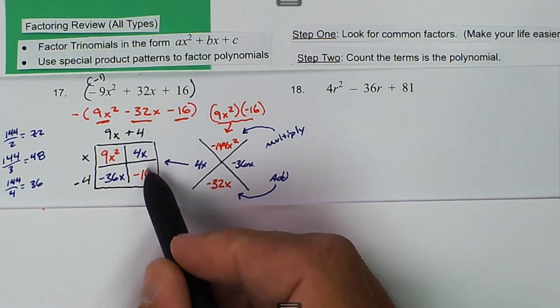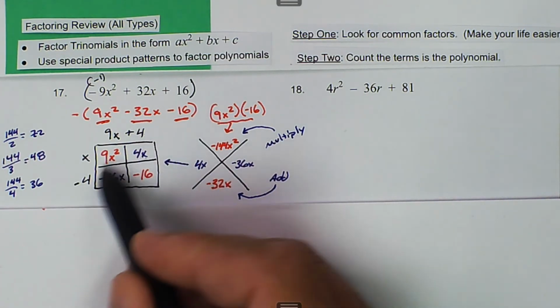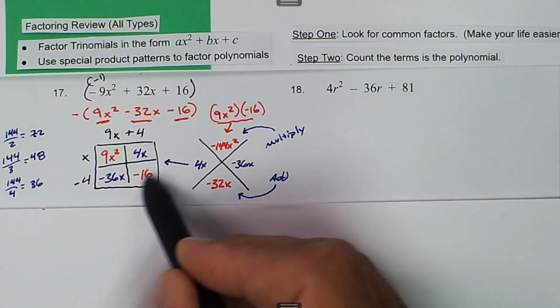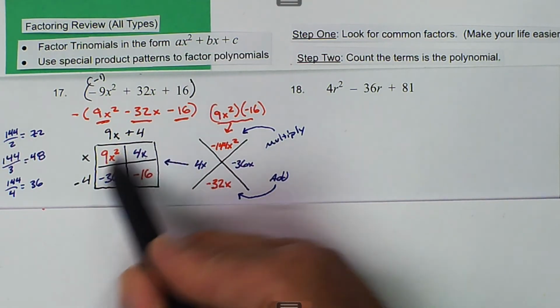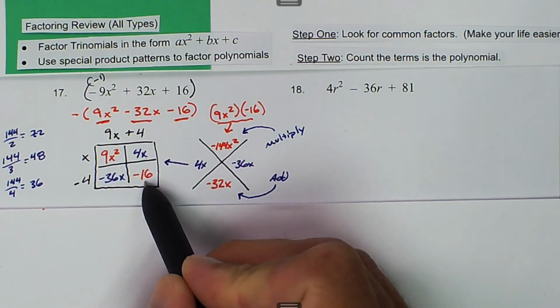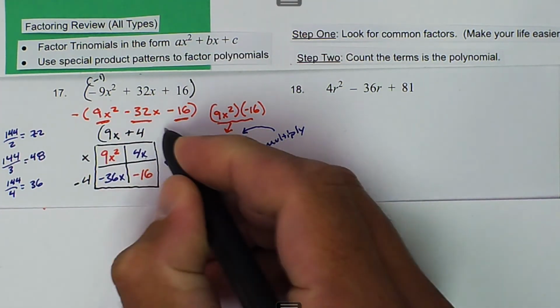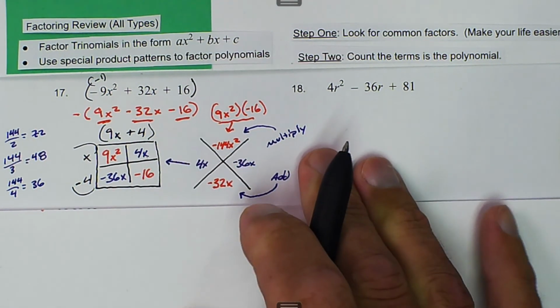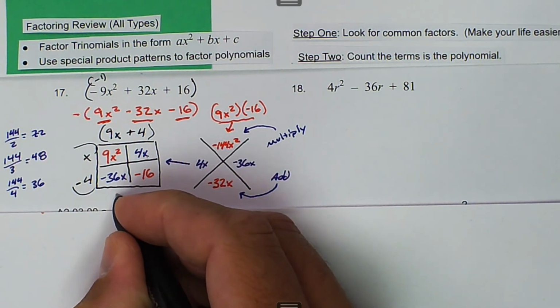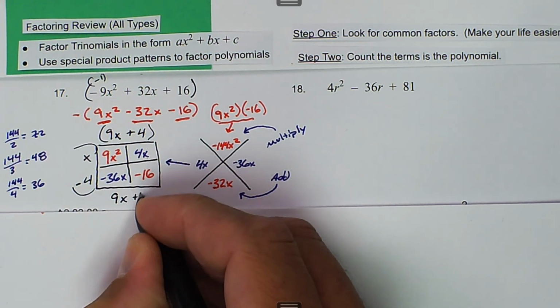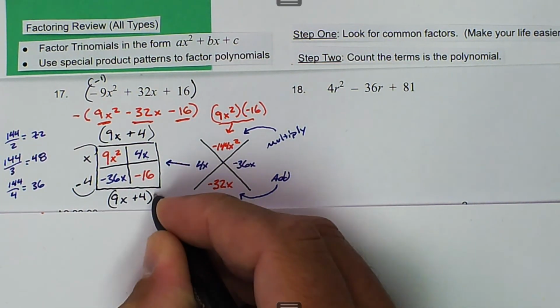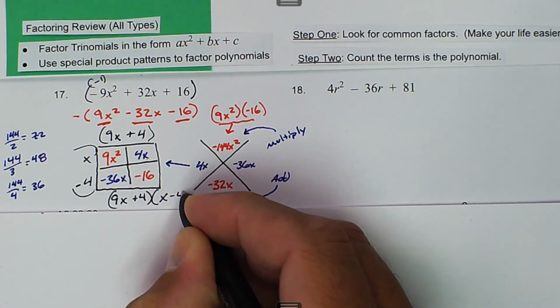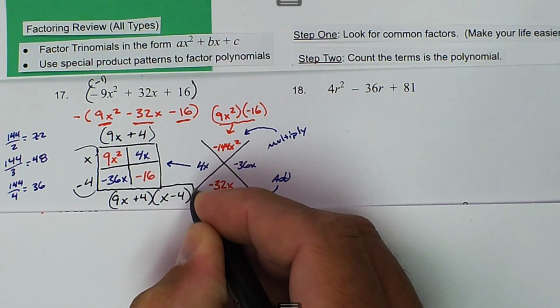And then the check at the end is whether this number multiplied by this number equals the last number. So 4 times negative 4 is negative 16. So then these are the factored form. We'd have 9x plus 4 times x minus 4. And that is in factored form.